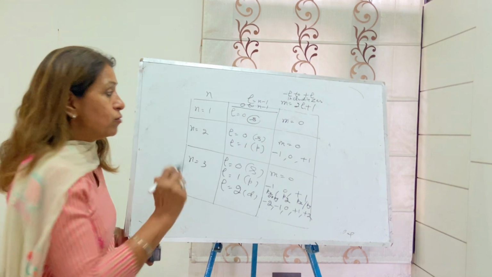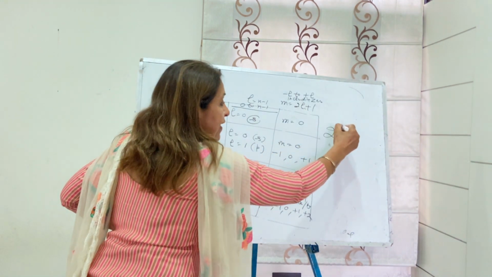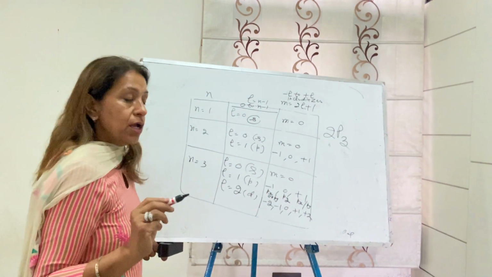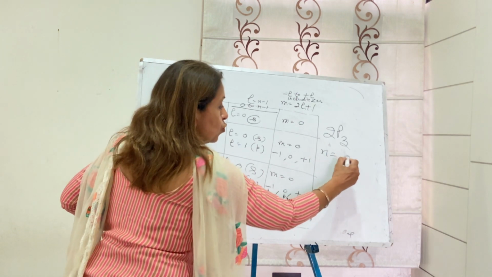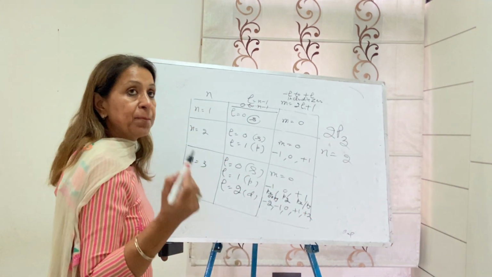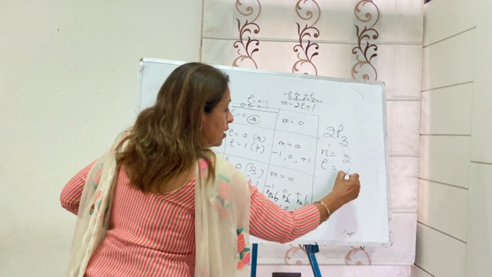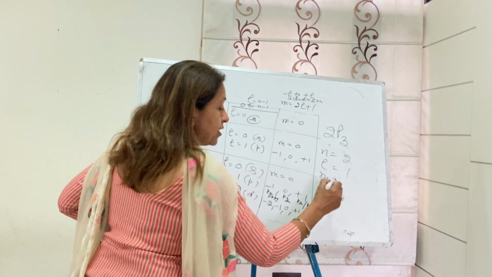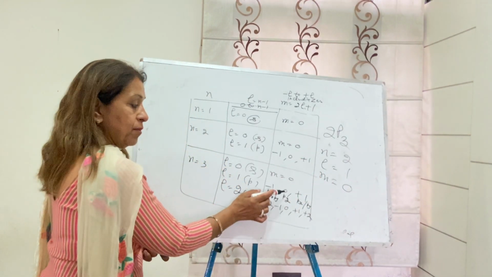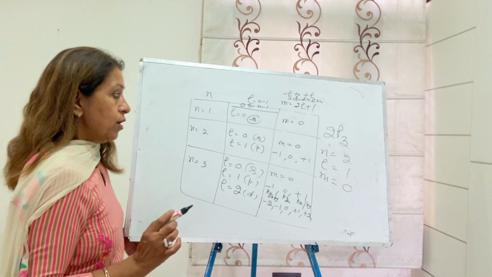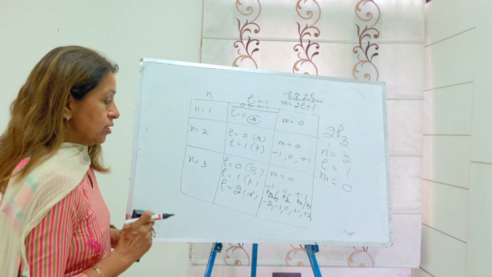If I'm taking one question, 2pz. What is the n? n is 2. What is the l for p? l is 1. And what is the m for z? m is 0. Check pz, m is 0. Okay, so 2pz.